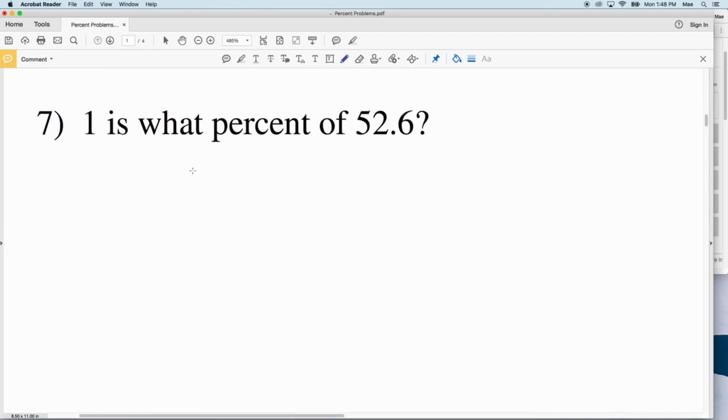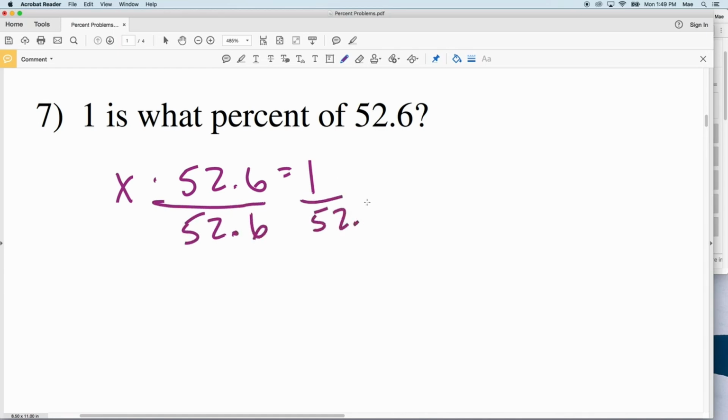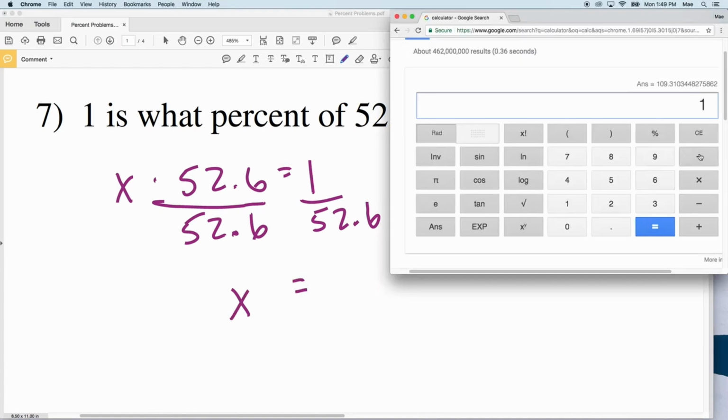In number 7, 1 is what percent of 52.6? So we're trying to solve for the percent. Our percentage is now our x, and that times 52.6 is going to give us 1. So it's the percent of 52.6 equals 1. We're going to take 1 and divide that by 52.6 so that we're left with our percent x on the left-hand side, and that's equal to 1 divided by 52.6, which is 0.019.